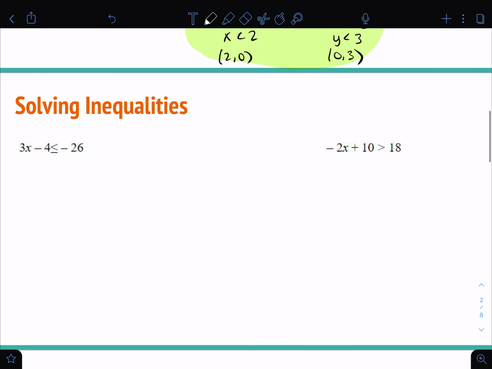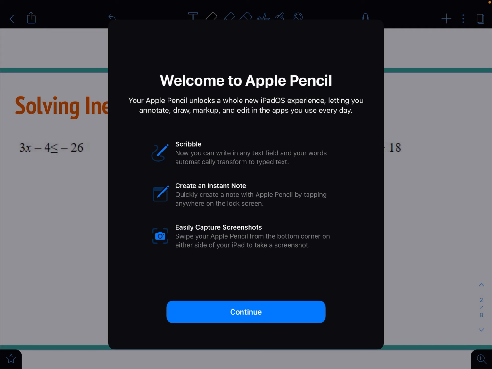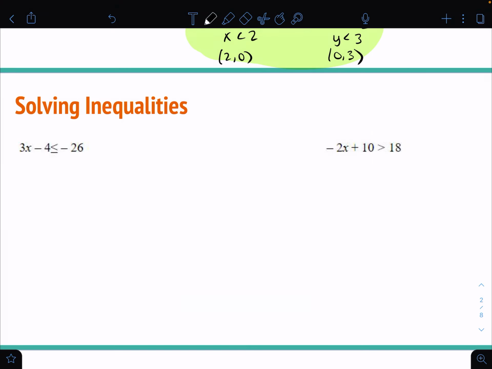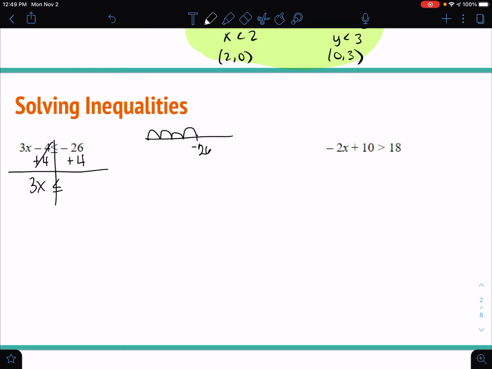Okay, so if I want to solve an inequality, I'm going to solve this just like I solve a normal equation. I'm going to add 4 to both sides. Now we have to remember that when I do negative 26 minus 4, I'm at negative 26 on the number line, and I'm going down 4 more. Oh wait, I'm adding 4, sorry. So I'm going up 4. So that'd be negative 25, negative 24, negative 23, negative 22.